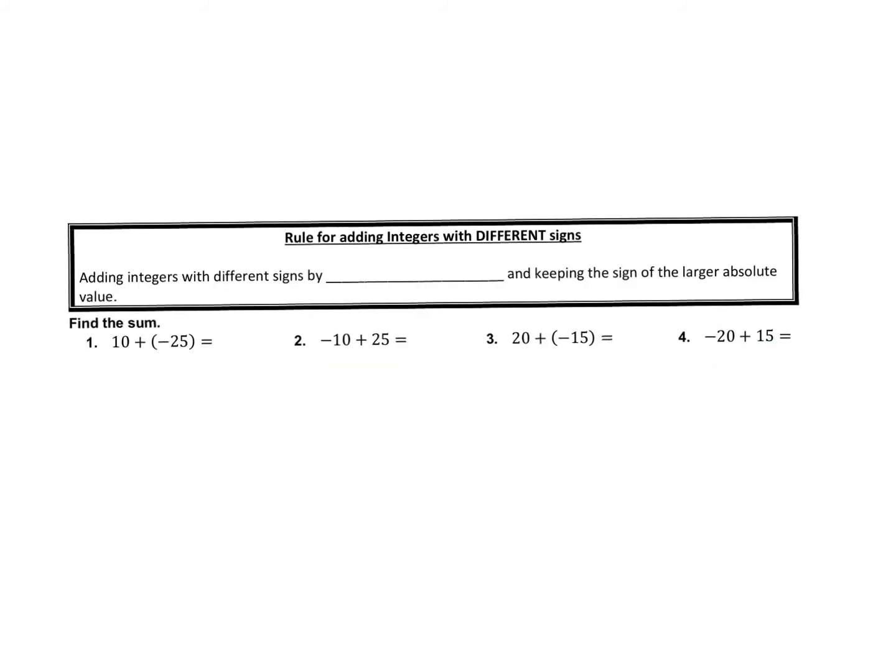So now let's take a look at the rule for adding integers with different signs, meaning one is going to be positive and one is going to be negative. So adding integers with different signs, you're going to subtract your numbers, and then you're going to keep the sign of the larger absolute value. So let's take a look here.